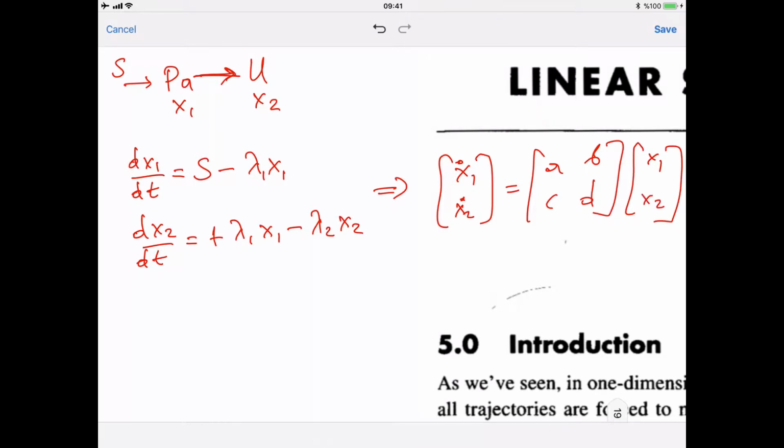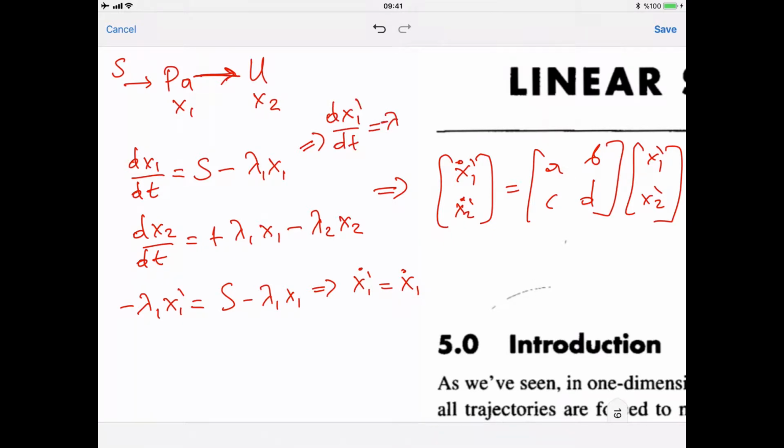What you need to do is to define x1 prime in the following way. Let's say lambda 1 x1 prime is equal to s minus lambda 1 x1. Then x1 prime dot is equal to x1 dot, right? So this equation becomes dx1 prime over dt equals minus lambda 1 x1 prime. So you got rid of s, the constant, right? But then if you plug this definition in here, you will get s back again, right?